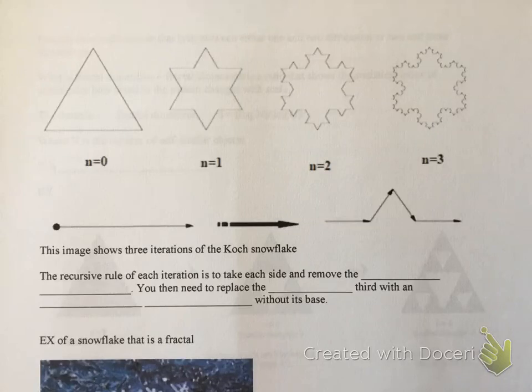This is going to be 8.7, part 2. So when we left off, we were talking about characteristics that make a fractal, and we were on the third one, which is recursion.